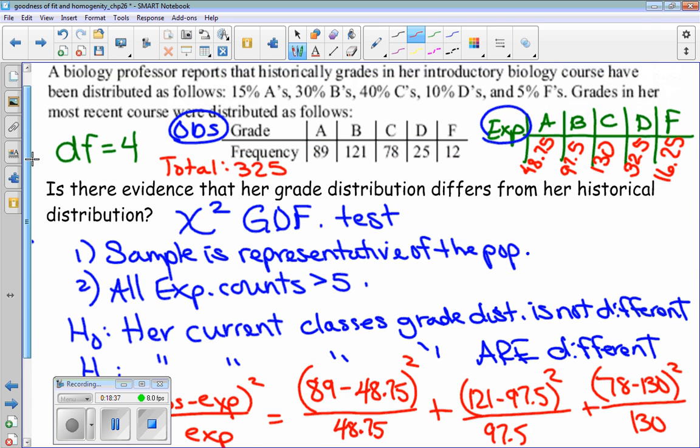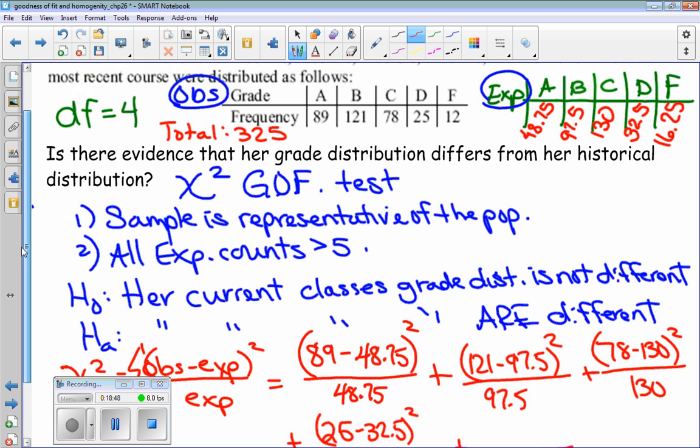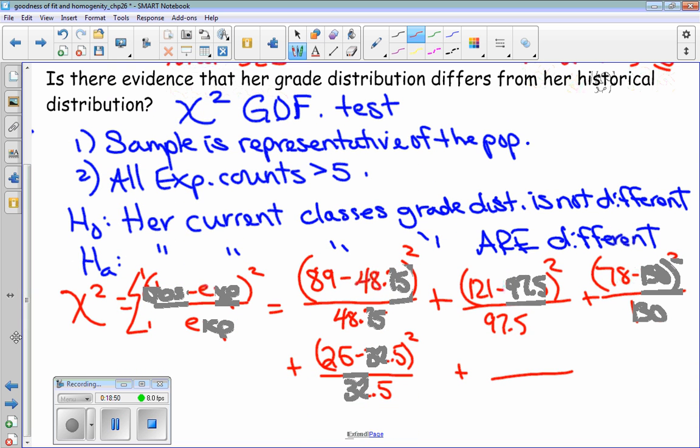So D's is 25 minus 32.5 divided by 32.5. And then the F's were 12 and 16.25. And we're going to add those up.